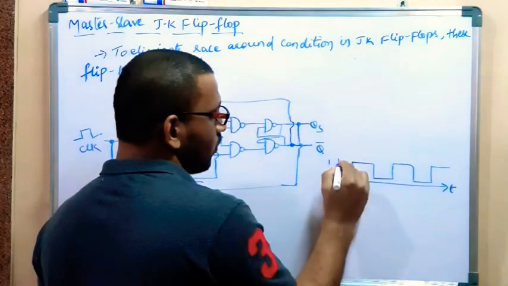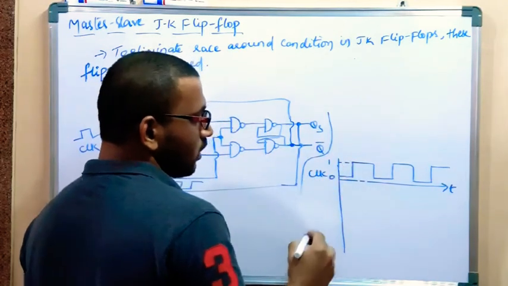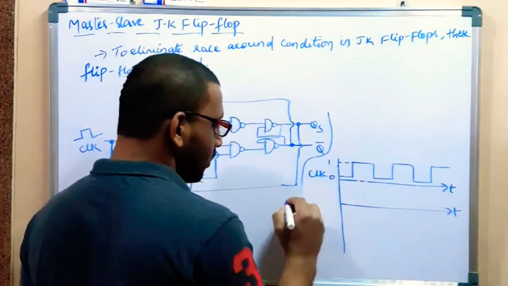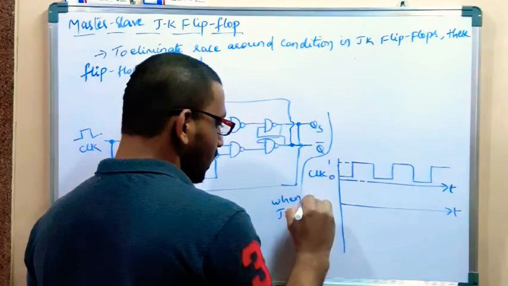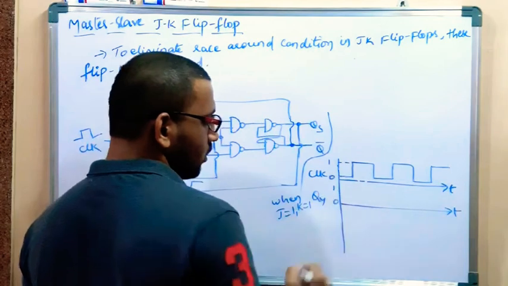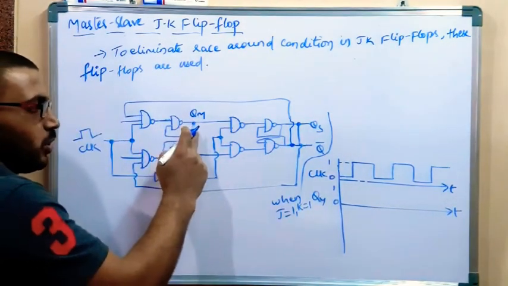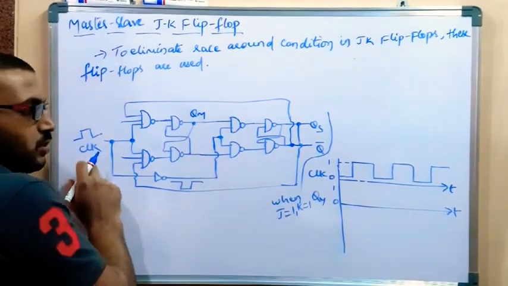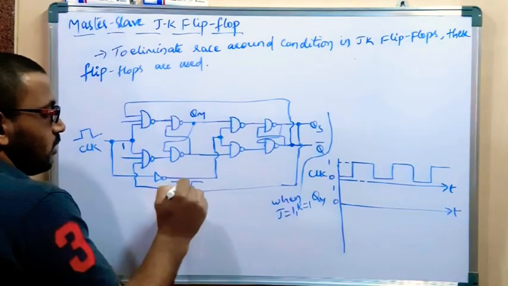Zero, 1. This is clock, right? And I will draw the master output when J is equal to 1, K is equal to 1. I am drawing the master output, the output of this flip-flop. You will get the output of this flip-flop when clock is 1. The clock is 1 here, the clock is 0.